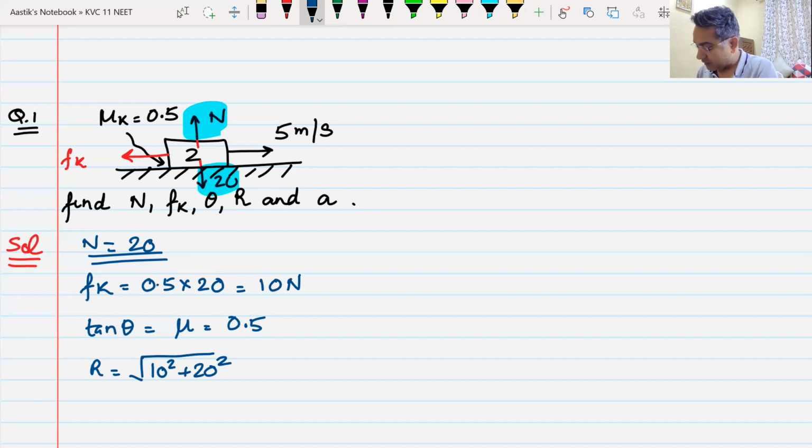To get the value of a, this acceleration is net force Fk divided by m, or you have a shortcut also. It will be equal to mu into g, and that will be 5 meter per second square in the backward direction. Do we understand this? Yes or no?